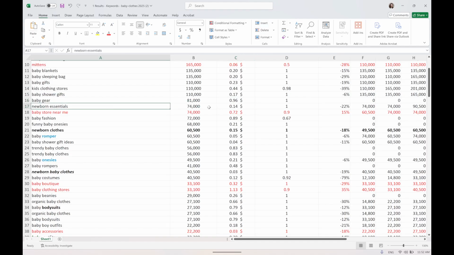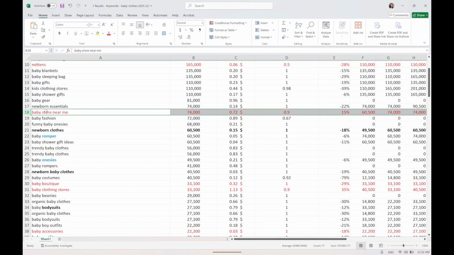Newborn essentials is within our budget, so why not? It's good. But usually people who are searching for newborn essentials are probably looking for information rather than for products. Maybe. I'm just saying maybe, all right? Baby store near me. Well, we don't have a physical store, so this is not a keyword that we are going to bid on.